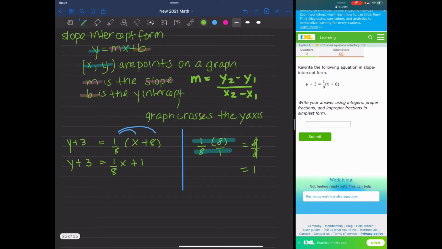So now I want to get y by itself. I'm going to use PEMDAS. And when I use PEMDAS, I'm going to start from the right and then work my way to the left to get y by itself. So I subtract 3 from both sides. So I get y equals 1/8 x minus 2.